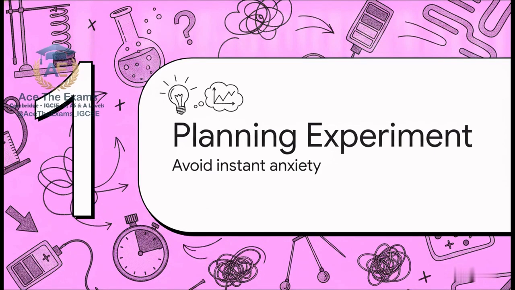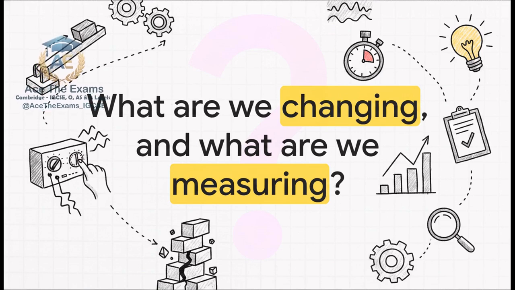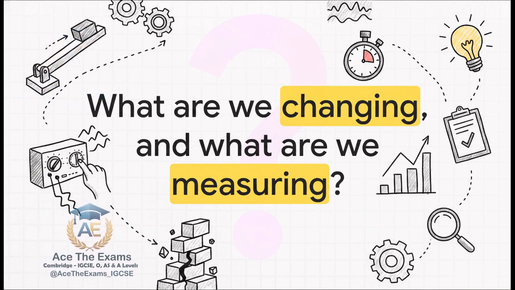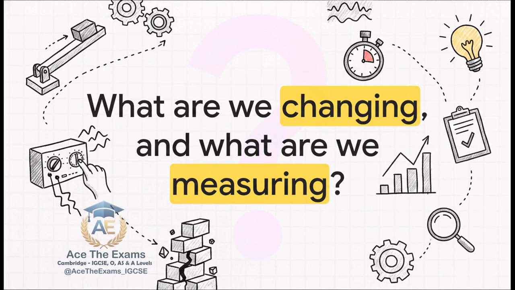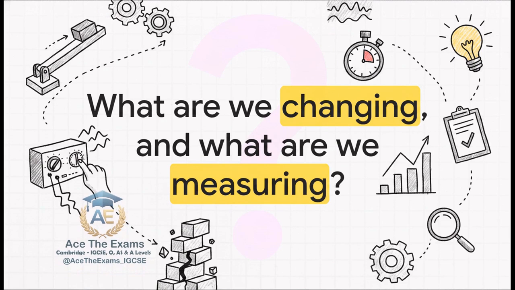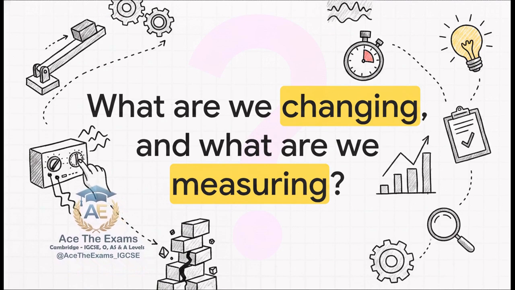Section 1. Planning your physics experiment. So planning an experiment often causes instant anxiety for students, and honestly, it's because it exposes a really fundamental gap in understanding. This is where ordinary textbook revision completely fails you. You literally can't just memorize your way through a practical investigation. You have to actually understand the mechanics of it.